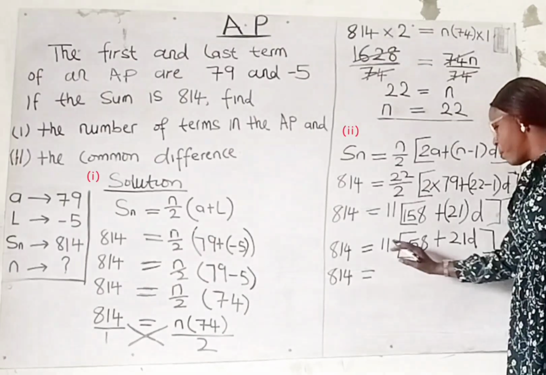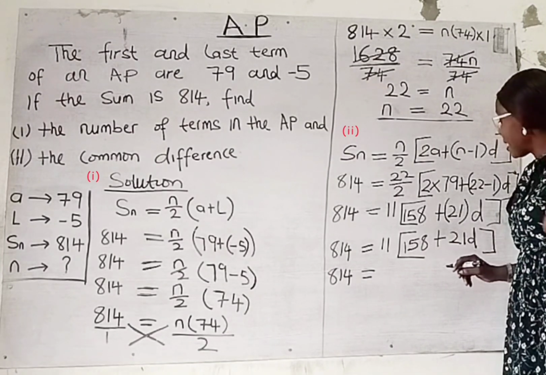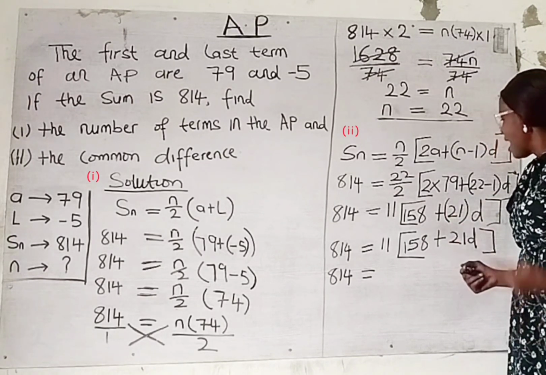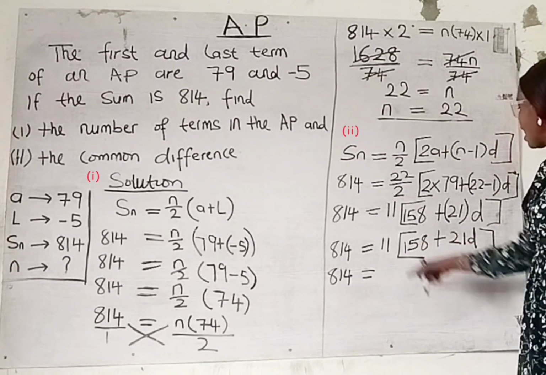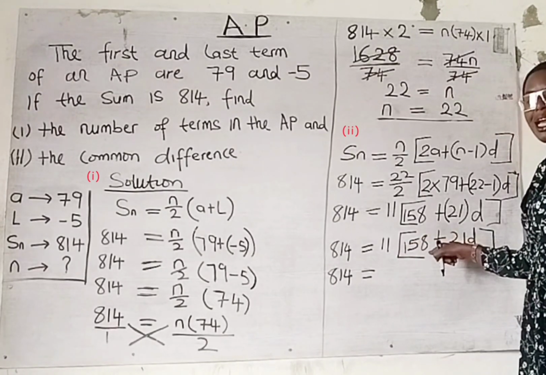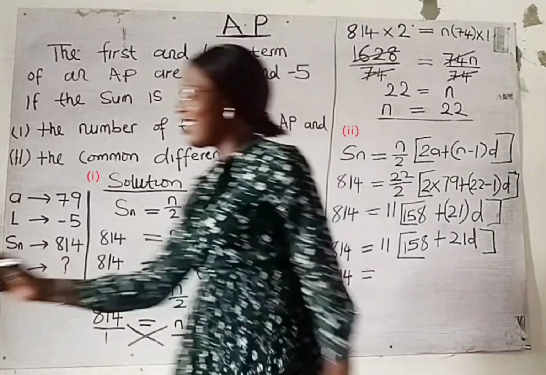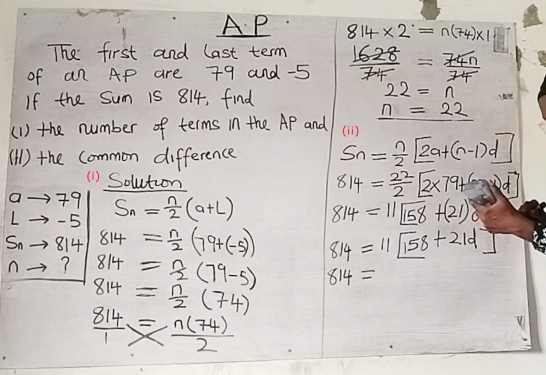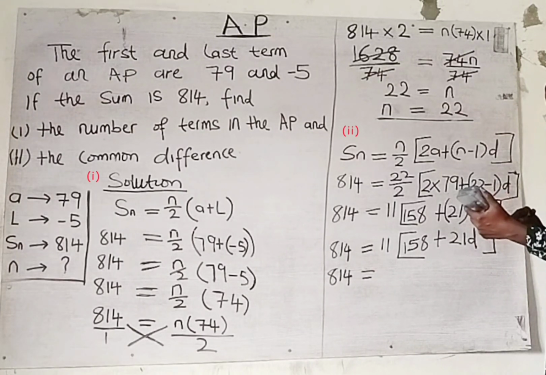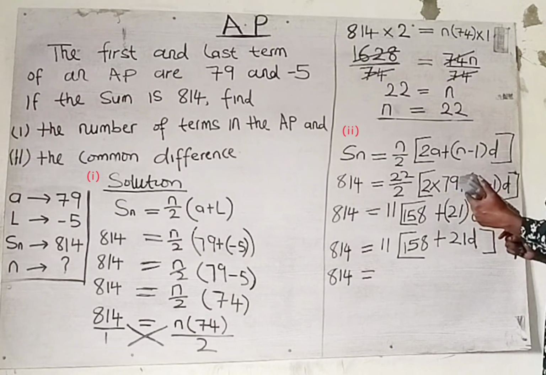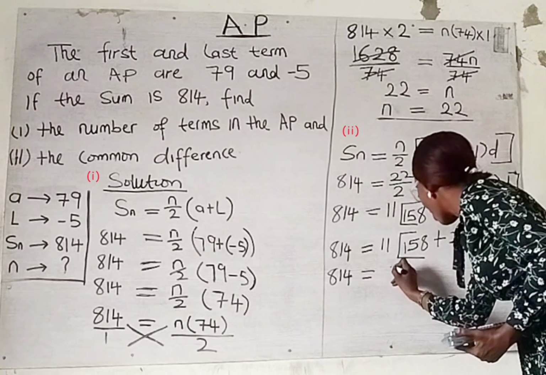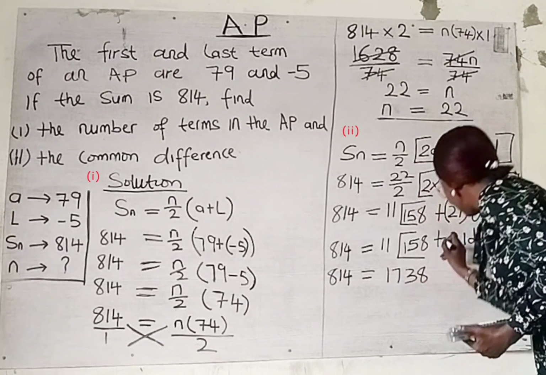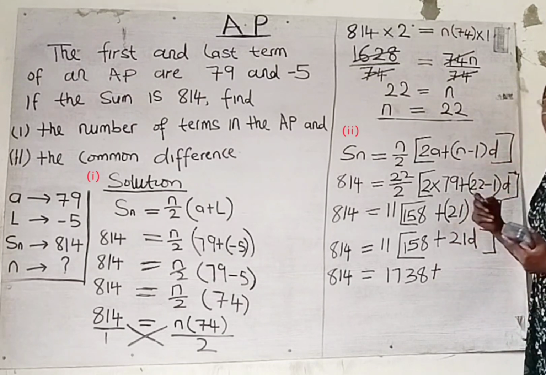What do I do now? I'll open bracket. And open bracket means I'll use this 11 to multiply everything inside this bracket. I start with the first one, which is 158. I say 11 times 158. We need calculator now. Let's go for calculator. 11 times 158 gives us 1738. Put this plus and I continue.